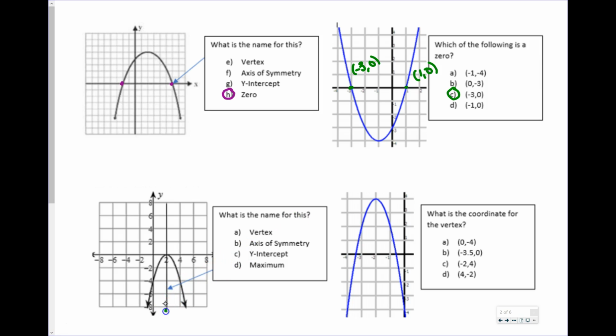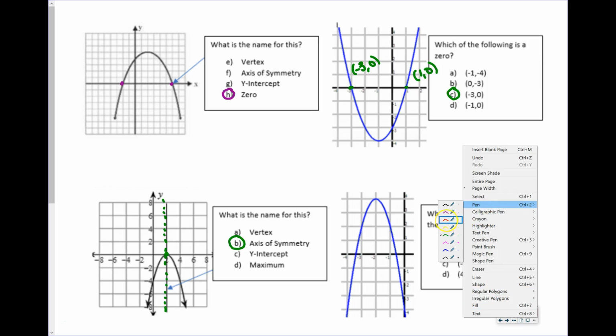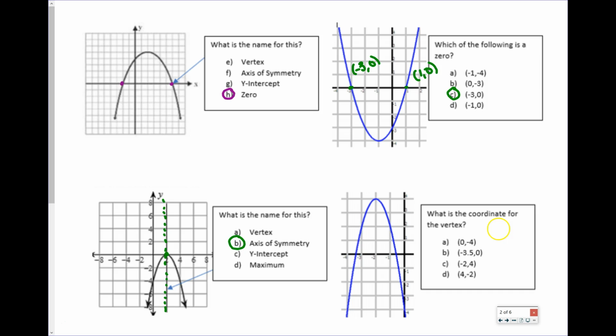Number 3, what is the name for this? And the arrow is pointing to this line here. What did we talk about that line being that goes right through that point? That's called the axis of symmetry. The fourth one, what is the coordinate for the vertex? Remember, the vertex is that peak or valley. So there's the vertex, and that coordinate is -2, 4. And that is right here, answer C. So we're just using this vocabulary to be able to label parts of our parabola.